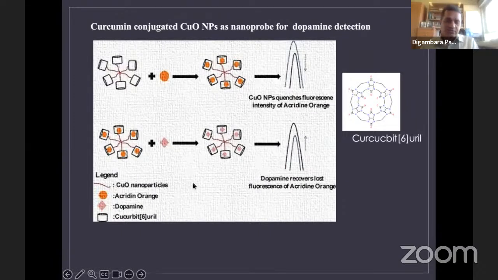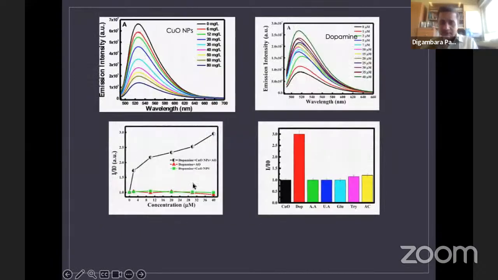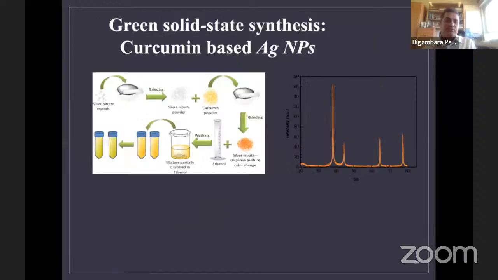Then we could do a similar method here using fluorescence resonance energy transfer. No, sorry, in this case, not fluorescence. The fluorescence quenching of acridine was recovered in the presence of dopamine. Thus, we can selectively, as you see, the signal can go up to threefold. We can estimate the dopamine.